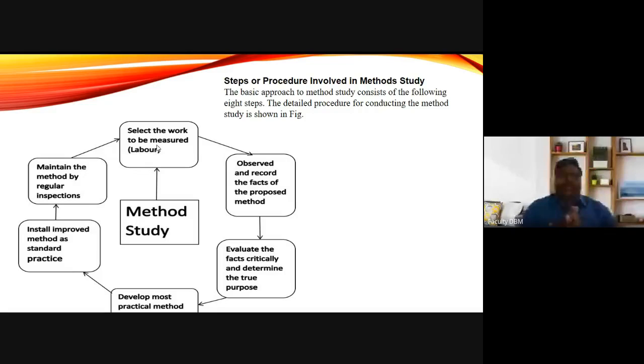We have so many charts, so many techniques we have to study in this. Evaluation, developing, installation and maintenance will be done soon after the proposed method is evolved. So we are going to come out with a new method that we are going to evaluate, develop, install, and maintain. So this method study is why we have to do. Already we have seen why we have to do.